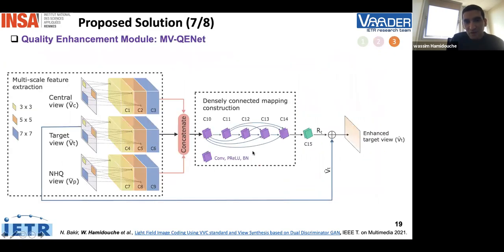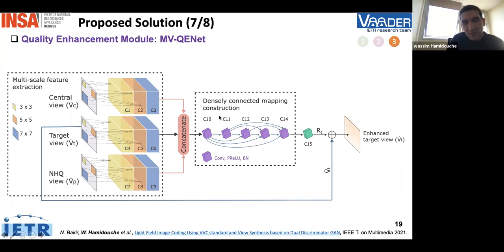Now, the third block is the quality enhancement block. Why is the quality enhancement block important? Because when we decode these views, one view may come from VVC and one view may come from the view synthesis. We can have a high disparity in terms of quality. And with this quality enhancement block, we want to propagate the quality from the views which are encoded at high quality to the views which are synthesized or coded at lower quality.